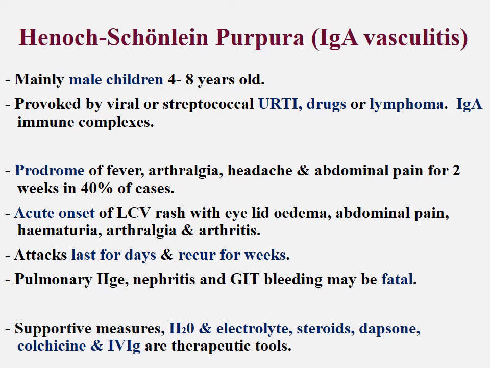IgA-mediated vasculitis, the Henoch-Schönlein purpura, affects mainly children 4 to 8 years old. It is provoked by viral or streptococcal upper respiratory tract infection, maybe by drugs or underlying lymphoma. It is mediated through IgA immune complexes.